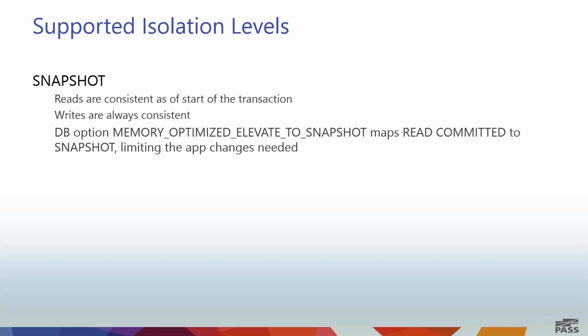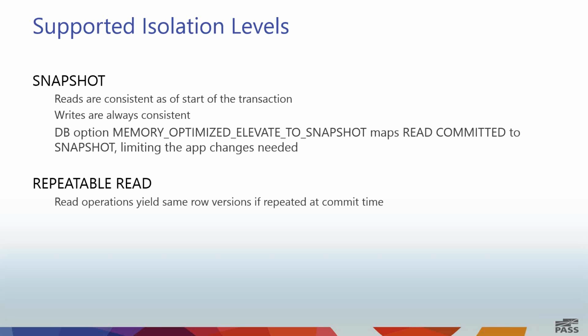And we recommend using the database option MEMORY_OPTIMIZED_ELEVATE_TO_SNAPSHOT to map read committed, which is the default isolation level in SQL Server, automatically to snapshot when you access memory optimized tables, so you can minimize the application changes you need for incorporating memory optimized tables. And we have seen that in many applications this just works. Just using snapshot instead of read committed just works. Now, it doesn't mean that it always works, because there are some applications that depend on some of the quirks of the read committed isolation level, like that you see updated versions of the database with each subsequent statement in a transaction, and also the locking behavior. But in most cases we've seen that using this just works. But of course, always test.